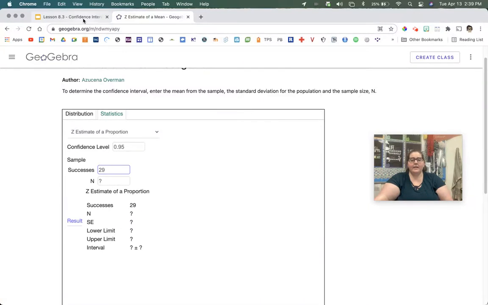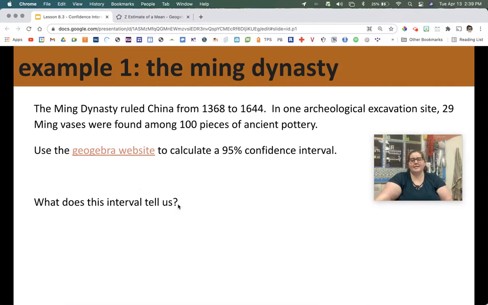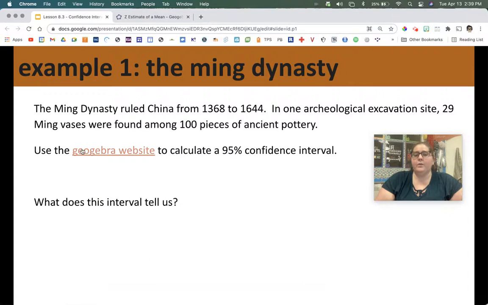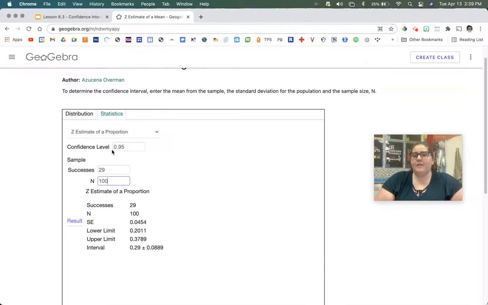And then N is the total sample size. It's how many pieces there are total in the entire sample that we took, which they said was 100. So my N here would be 100. And then we wanted to find a 95% confidence interval, so I want my confidence level to say 0.95. Once I've typed all that in, it will tell me down here the lower and upper limit of our interval, just like it did in the last lesson.